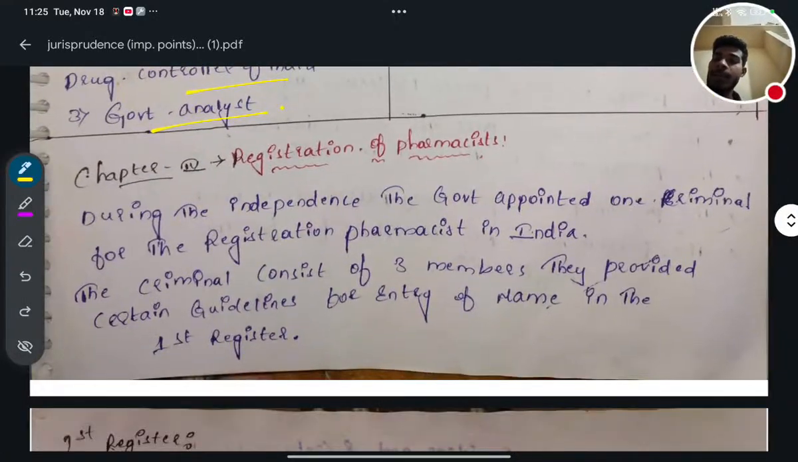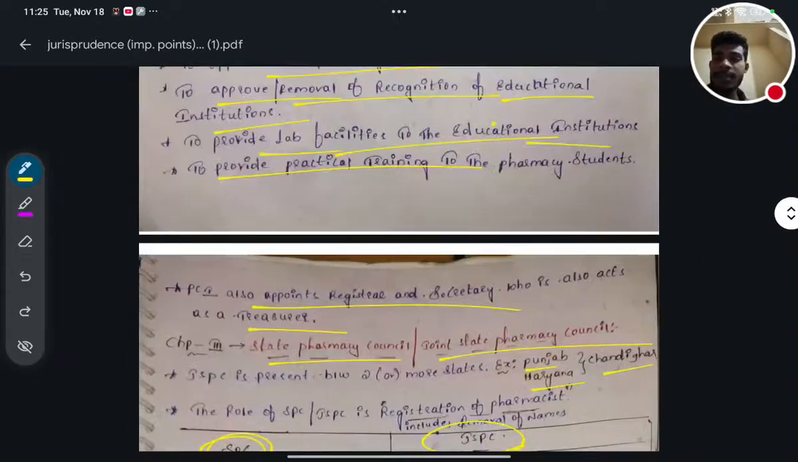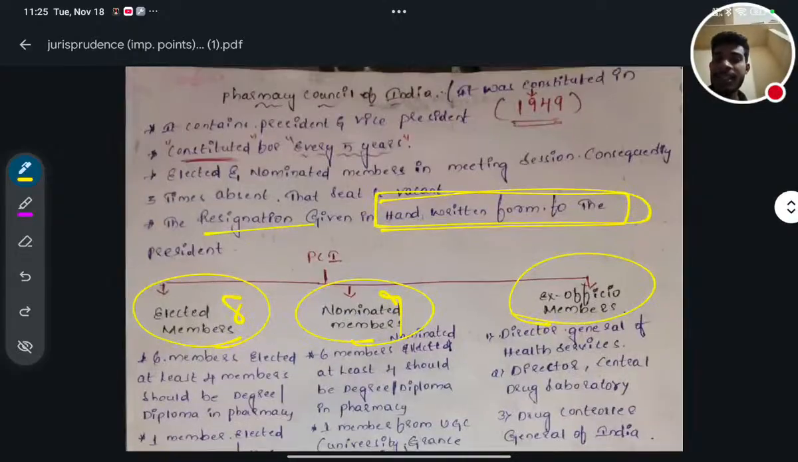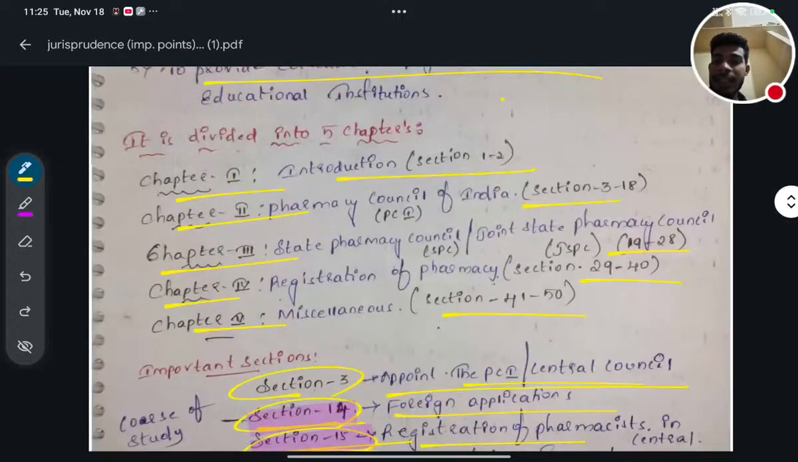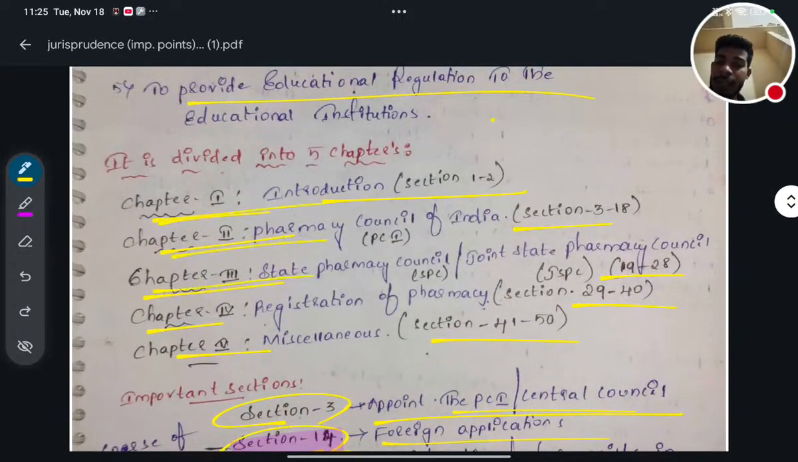Okay, next, chapter 4, registration of pharmacist. How many chapters are there? Total 5 chapters. I already mentioned it earlier. See, chapter 1, chapter 2, chapter 3, 4, 5.